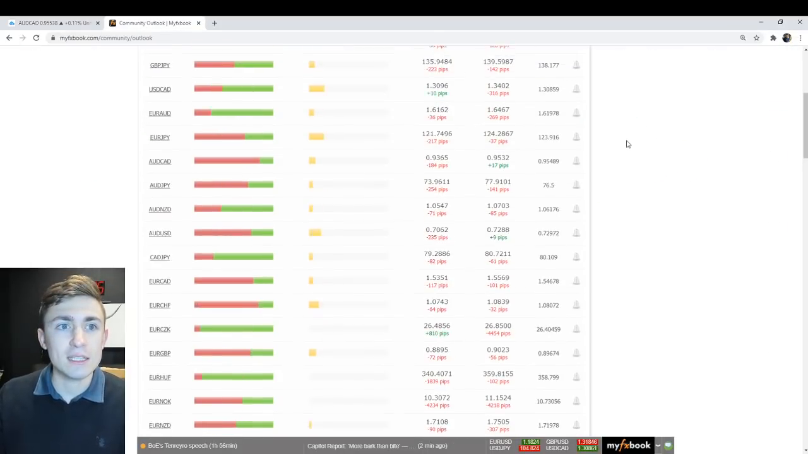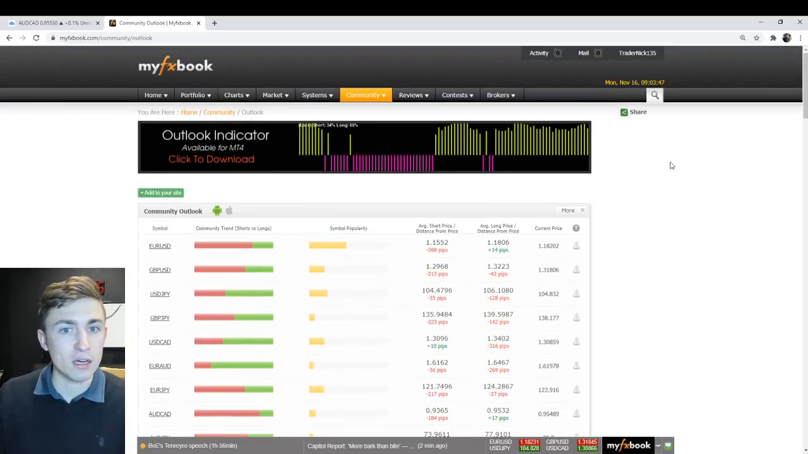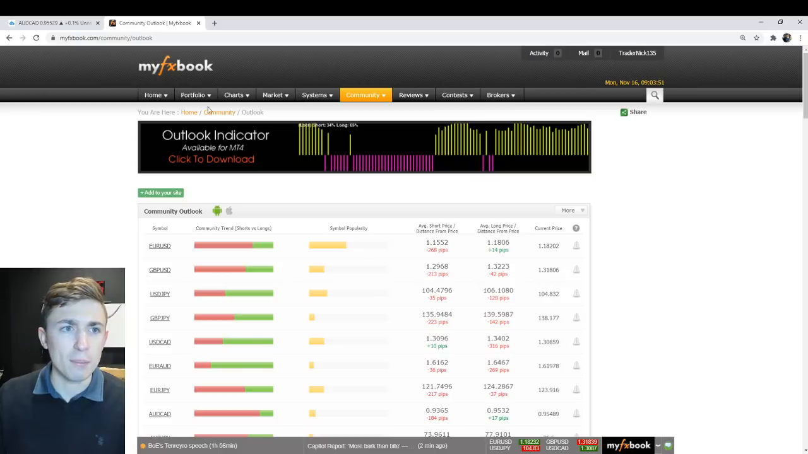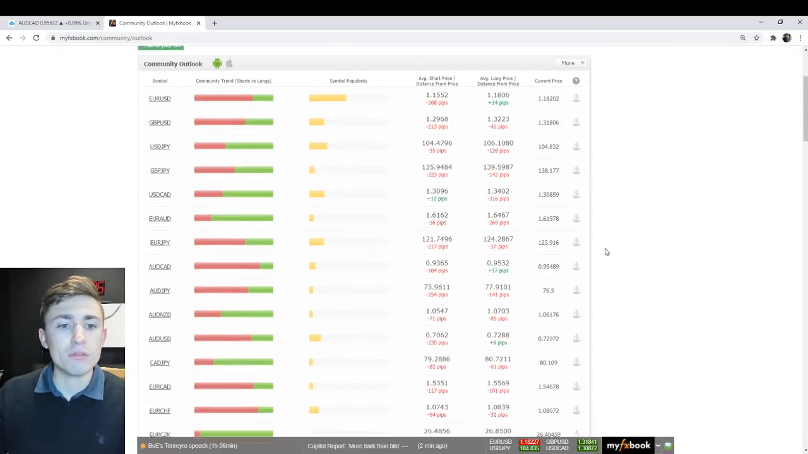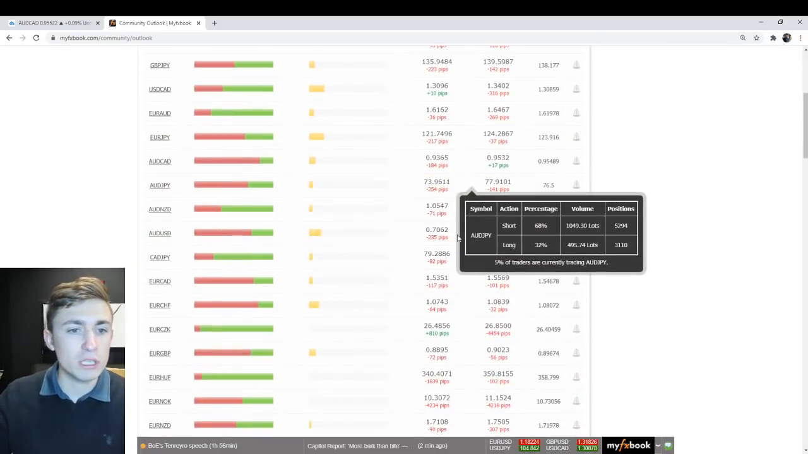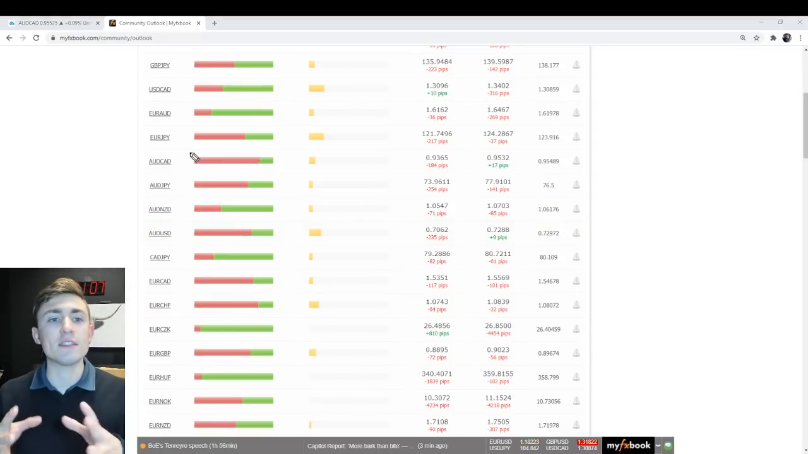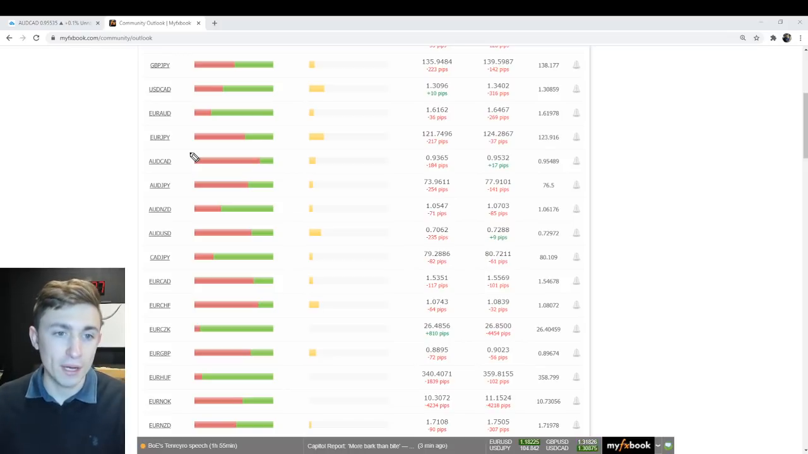This is the community outlook on myfxbook.com. It's a free tool you can go get. You go to community and then you go to Outlook, again, myfxbook.com. Now, if we scroll down here, check this out. This is really interesting to me. Now, this is telling us the retail sentiment of any particular currency pair. And what that means is that everybody on the site, this is what they're thinking.